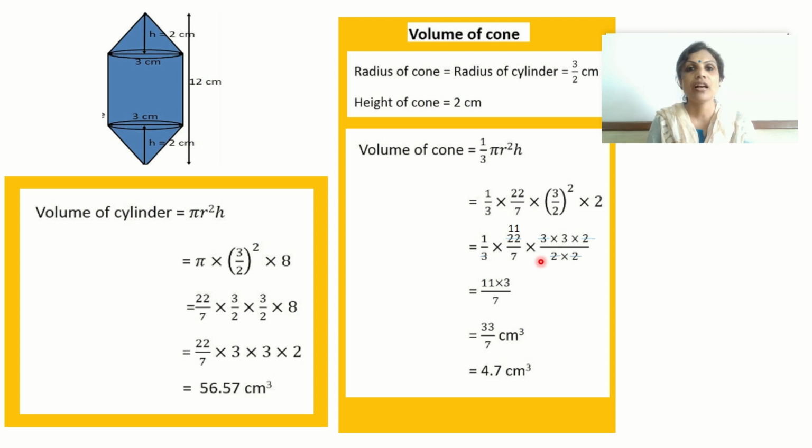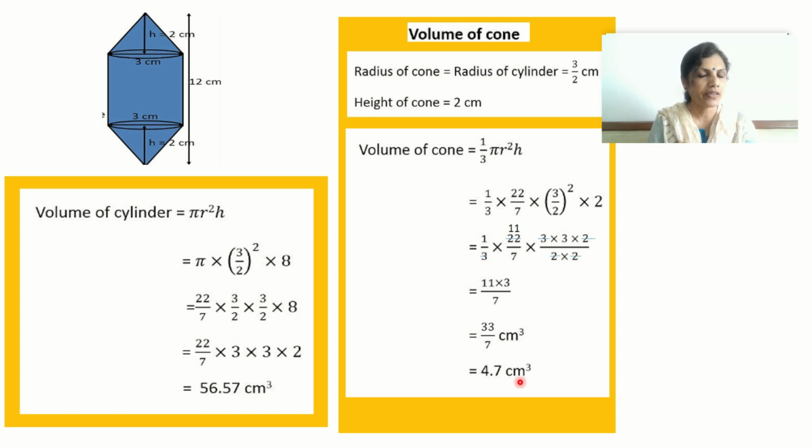Now you have to check out what all terms you can cancel. Here you can cancel 3, you can cancel 2, you can cancel 2, 11s are 22, and you will be left with 11 into 3 upon 7. 11 into 3 is 33 upon 7, and 33 upon 7 is equal to 4.7 centimeter cube.